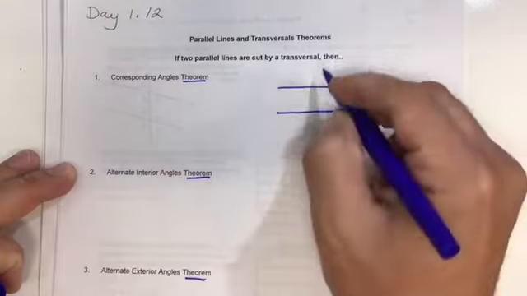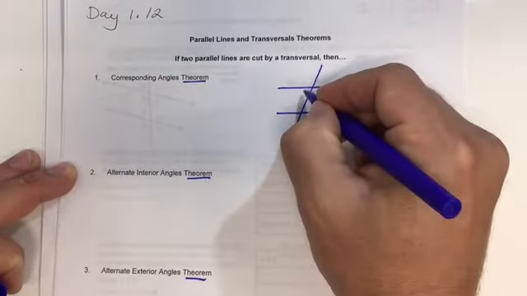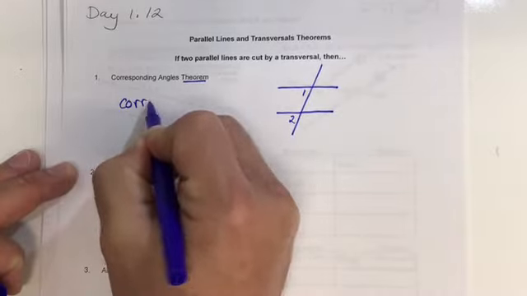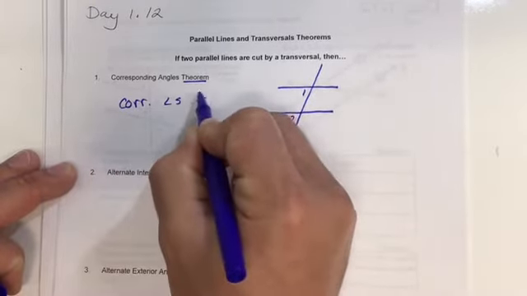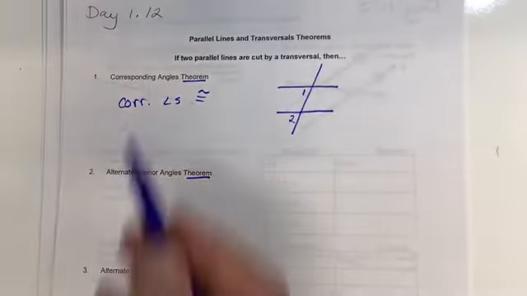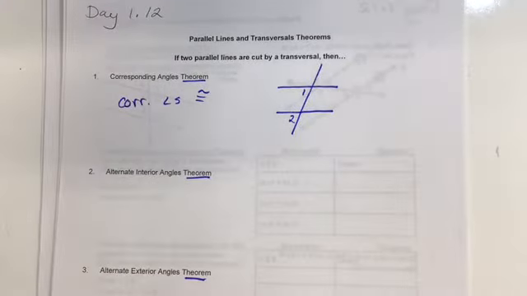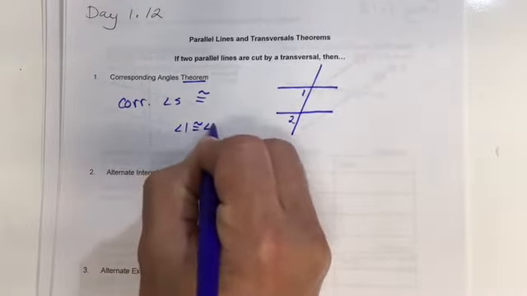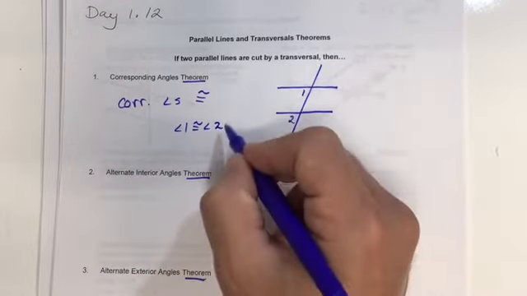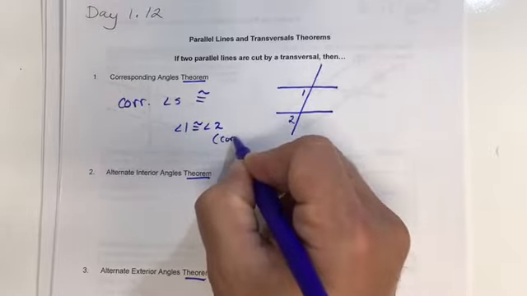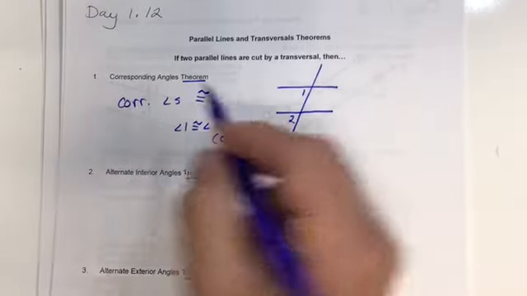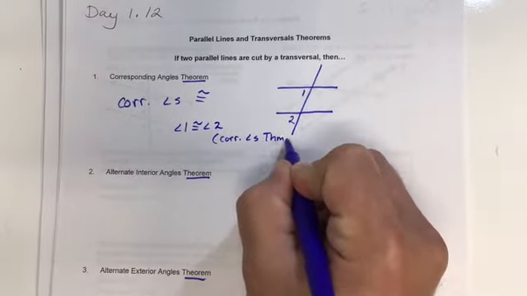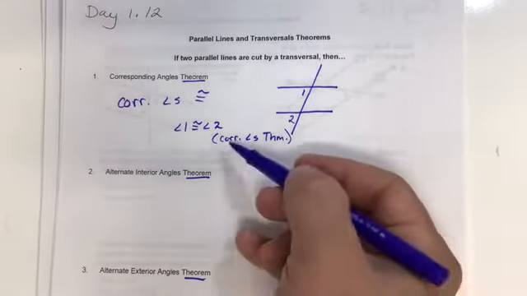If I have two parallel lines cut by a transversal, any corresponding angles are congruent. Corresponding angles congruent. Okay? And that's what the corresponding angles theorem tells me. All right, so in this case, I would say angle 1 is congruent to angle 2. And a reason, if I was doing a proof, my reason would be the corresponding angles. I've heard this called a postulate or theorem.